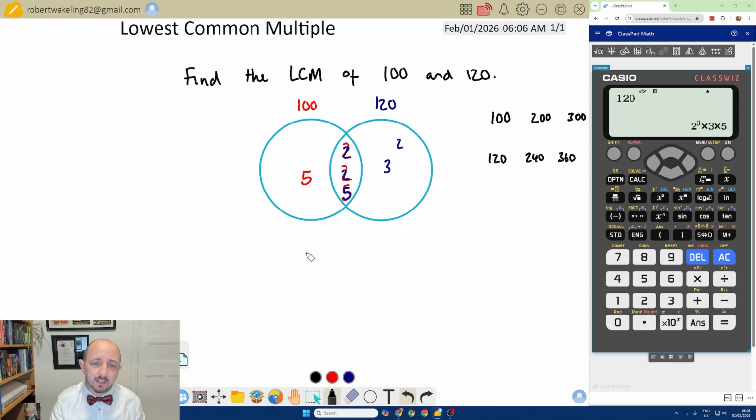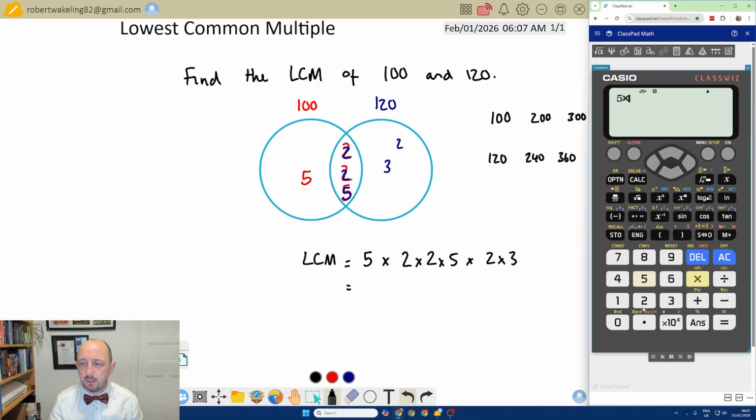And then for the LCM, we just times all these numbers together now that we've paired them up. Okay, not before, because your number will be way too big, but after you've paired them up, we now have a 5, 2, 2, 5, 2, 2, and a 5, and then a 2 and a 3 on this side. So all of those numbers multiplied will give you the LCM. So 5 times 2 times 2 times 5 times 2 times 3. 600.